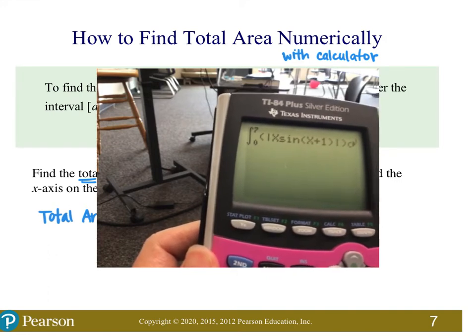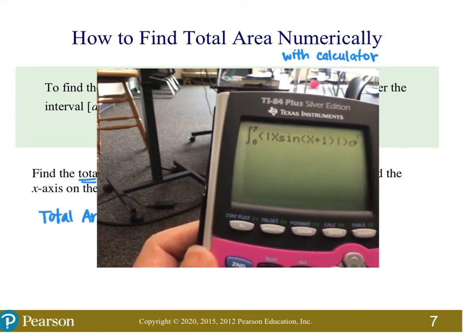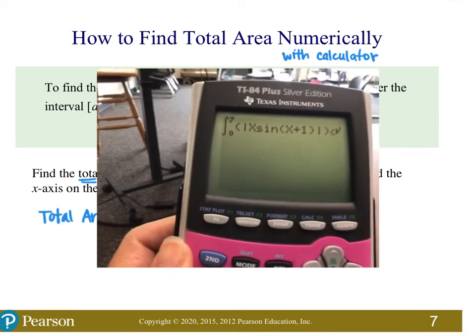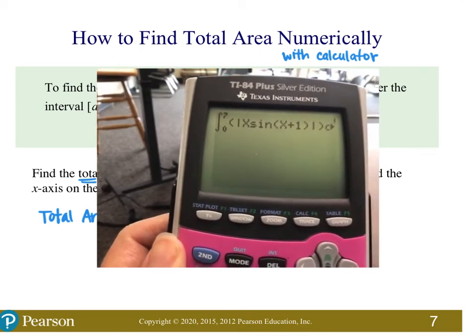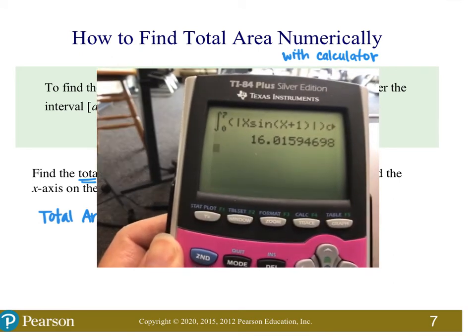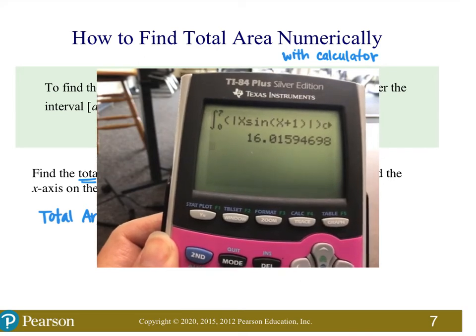So this is going to give me the total area. It's thinking about it a little bit, doesn't quite. There we go, 16.016.